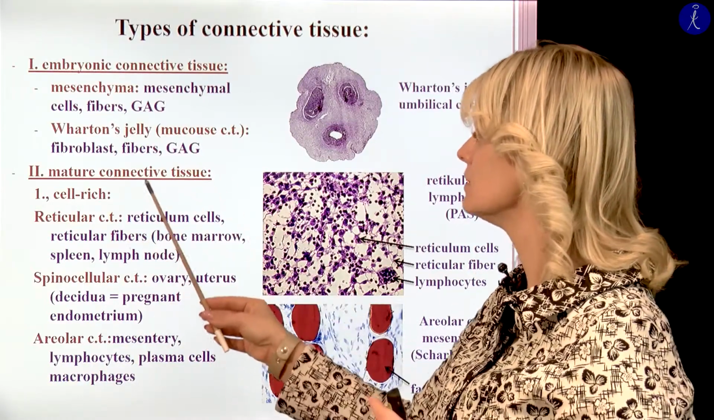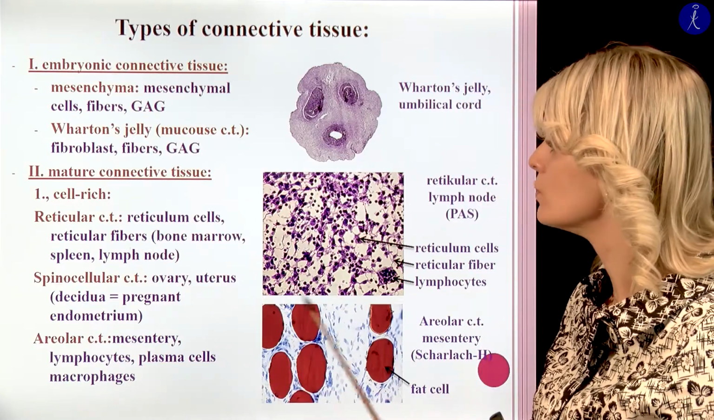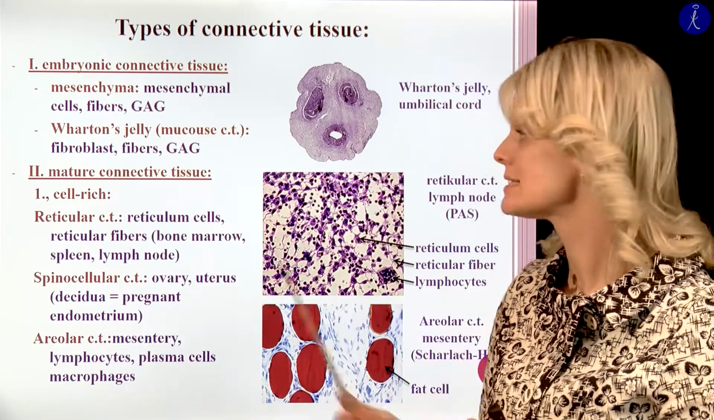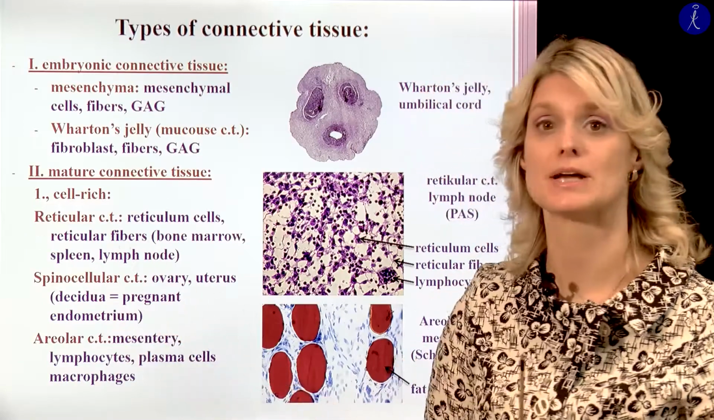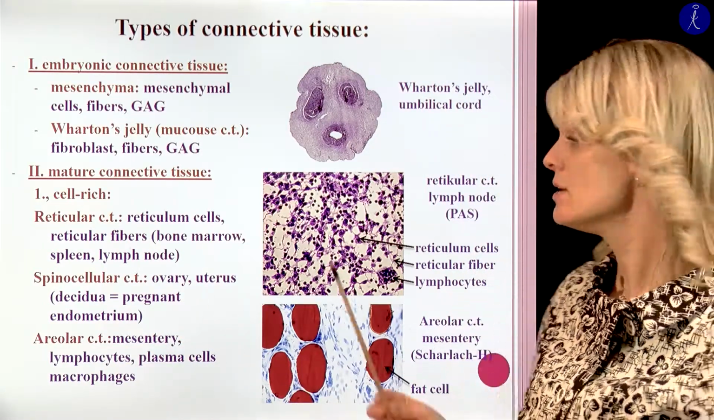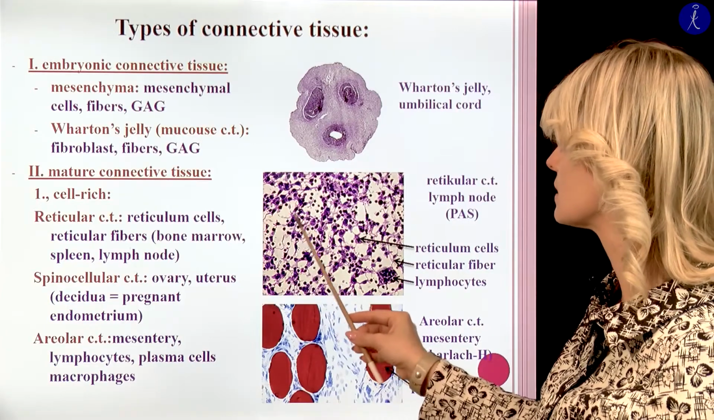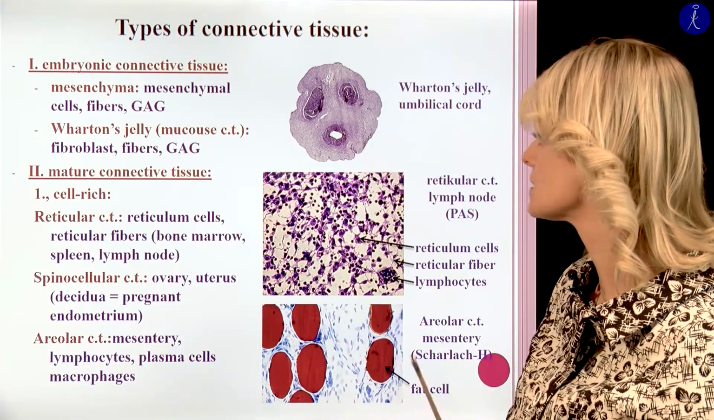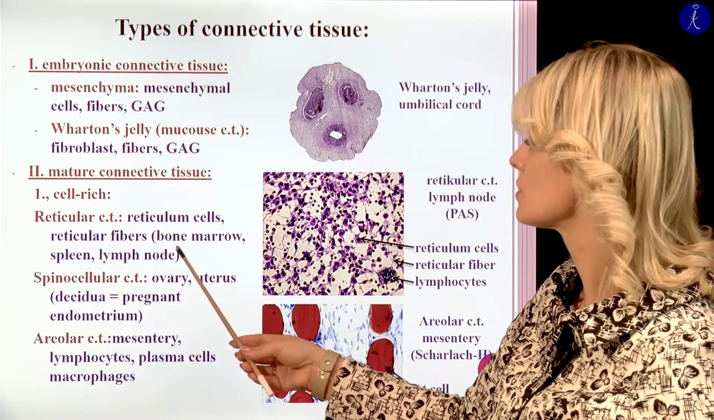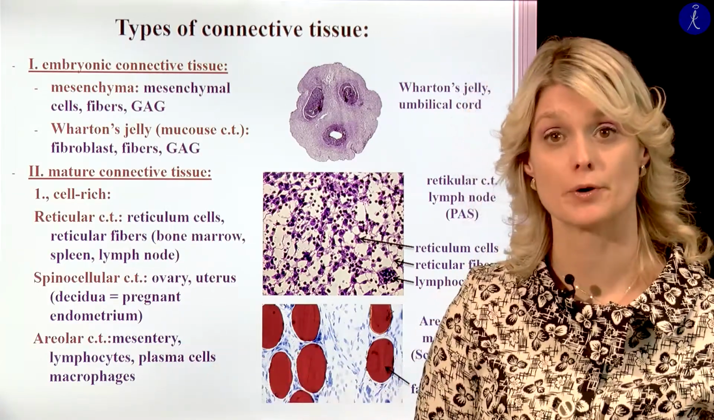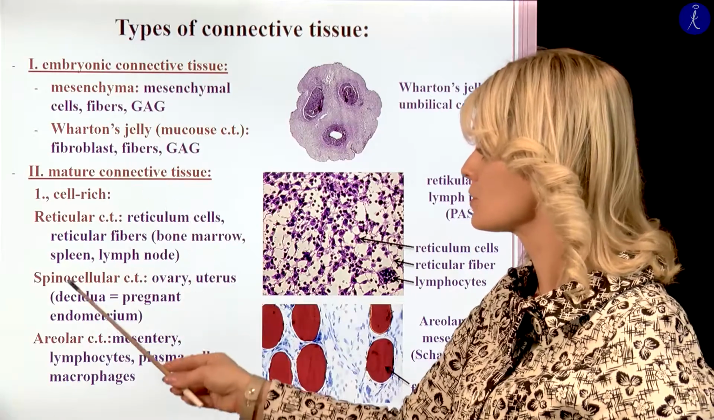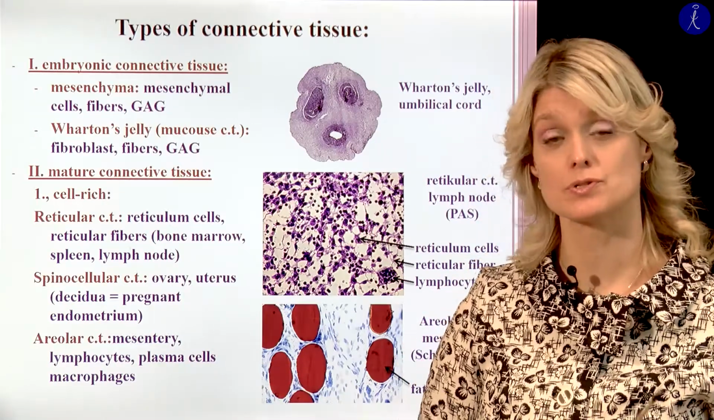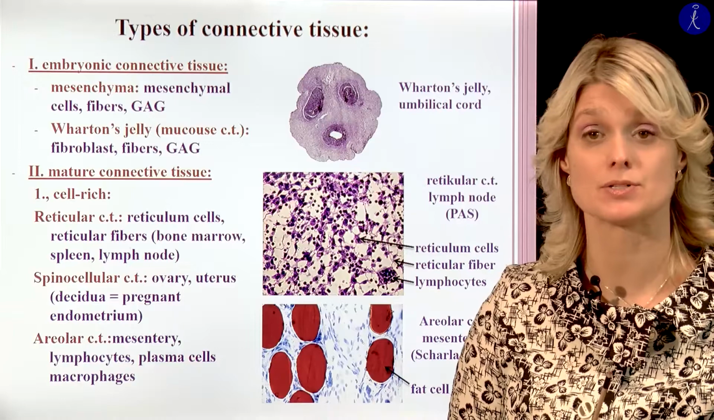If we look at the different connective tissue types, we can talk about connective tissues where the cells are dominant. Cell-rich connective tissue is, for example, the reticular connective tissue I mentioned, where we have reticular fibers. Between the reticular fibers, we have the reticulum cells. And these reticulum cells will produce the ground substance and the fibers themselves. This is special in the bone marrow, spleen, and lymph node. After that, a special spinocellular cell-rich connective tissue we can find in the ovary and the uterus. We will learn this in the second semester.